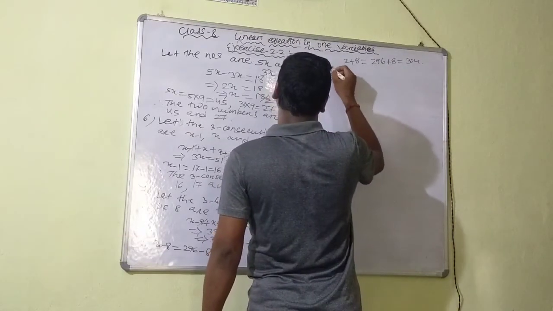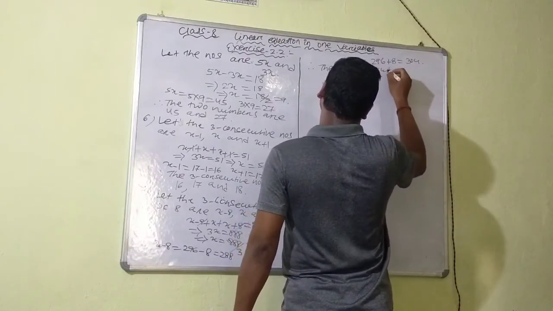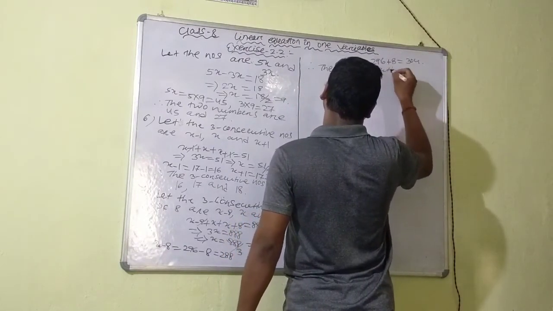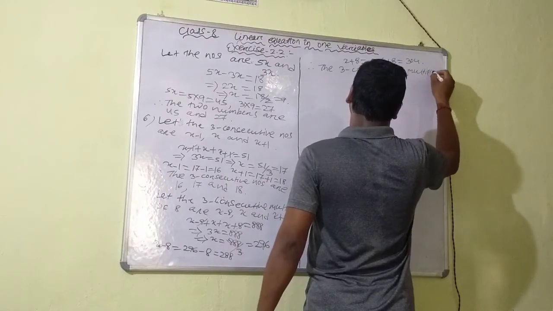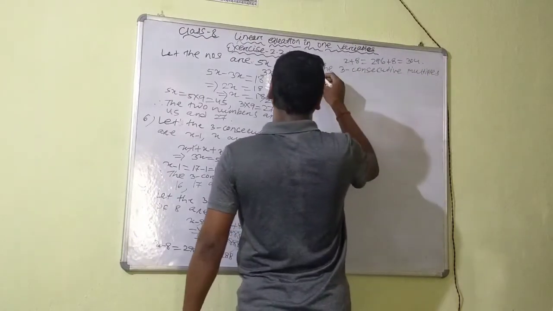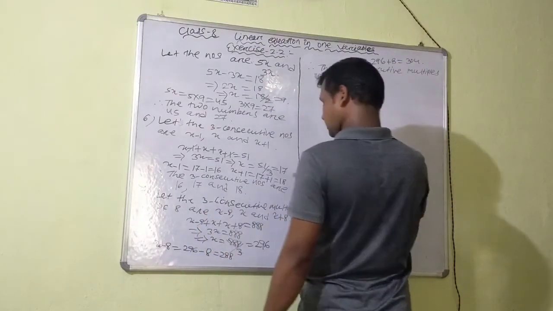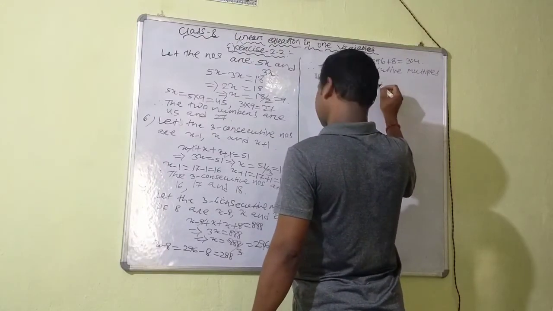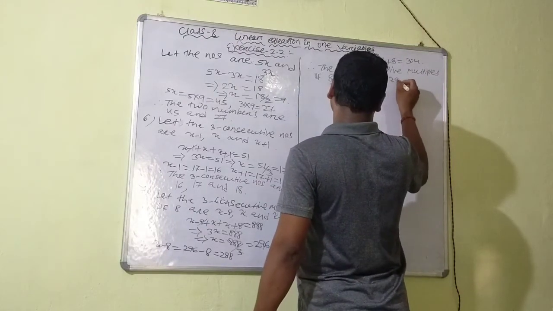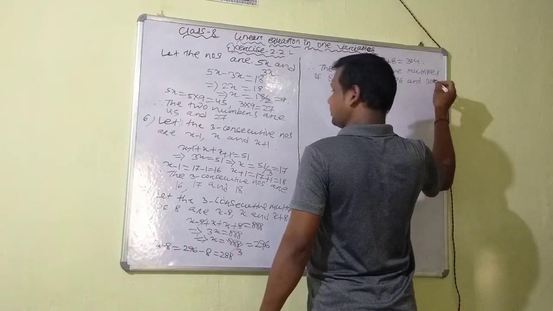Therefore, the three consecutive multiples of 8 are 288, then 296 and 304.